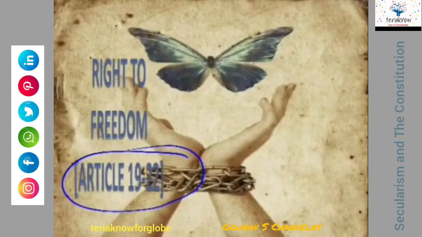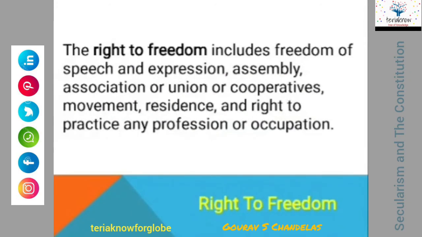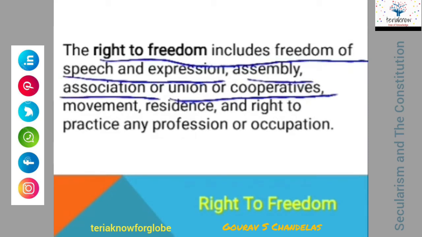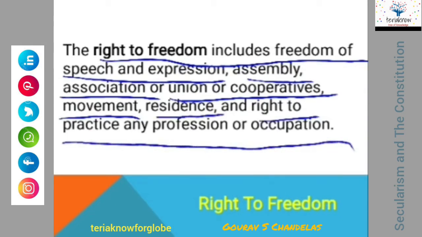So this is about freedom, and it is important, and it is mentioned here under Articles 19 to 21, where the first thing is that the right to freedom includes freedom of speech and expression, assembly, association, or union or cooperatives, movement, residence, and the right to practice any profession and occupation. So, the right to freedom provides freedom of speech and expression, to assemble, to form association, or make a union or cooperatives, to start any movement. Okay, so these are very, very essential, and we want these rights, and this right is given under the right to freedom. So we can start any occupation, we can practice any profession, but with some limitations. If we cross the limit, it is punishable.